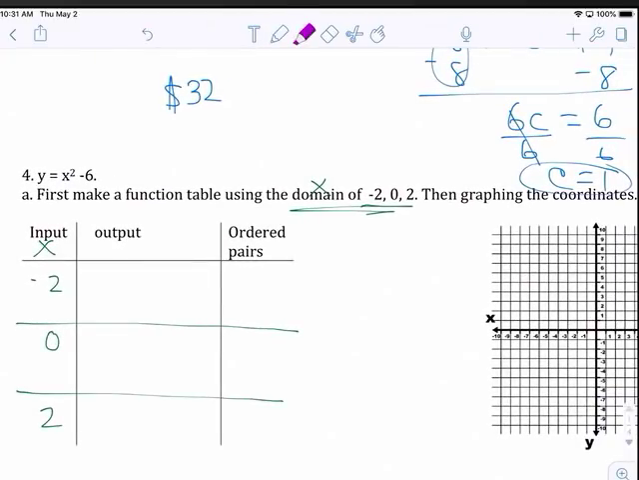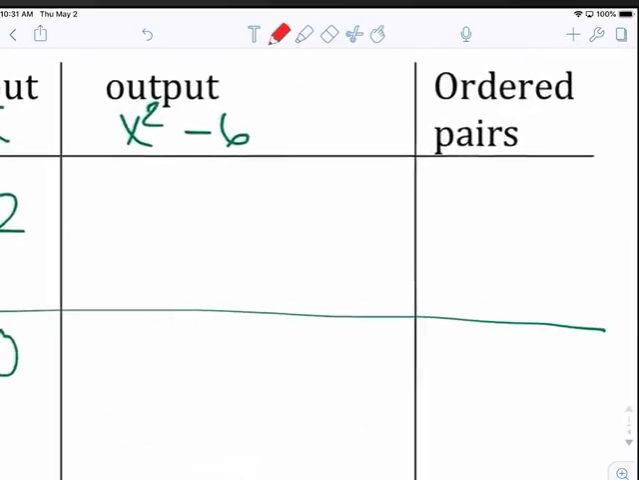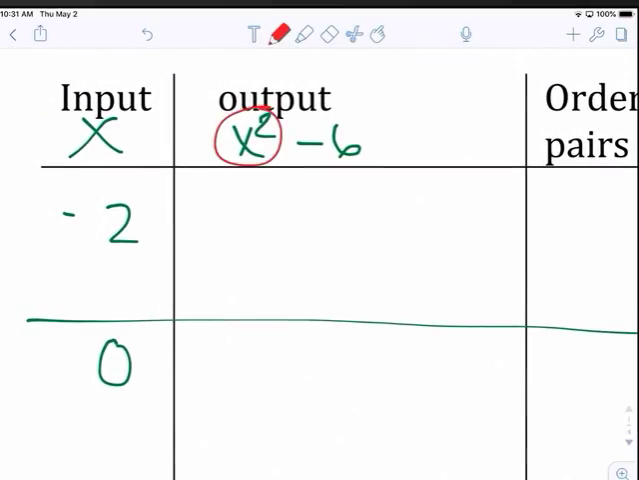The x squared minus 6 is the problem, right? Yeah. Y is the answer. So for x here, what do you put in? The first one is -2. What's -2 times -2?